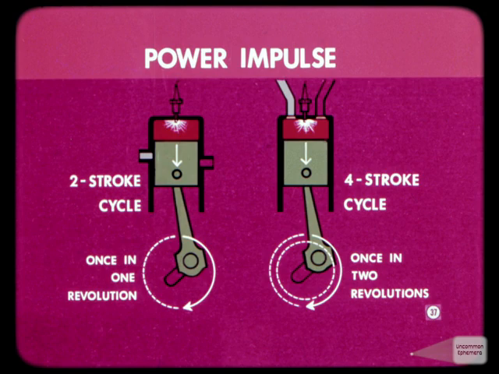So far, we have treated the engine as if it were only a basic one-cylinder design. A single cylinder gives only one power impulse in each complete revolution of the crankshaft in a 2-cycle engine, and only one power impulse in every 2 revolutions of the crankshaft in a 4-cycle engine.